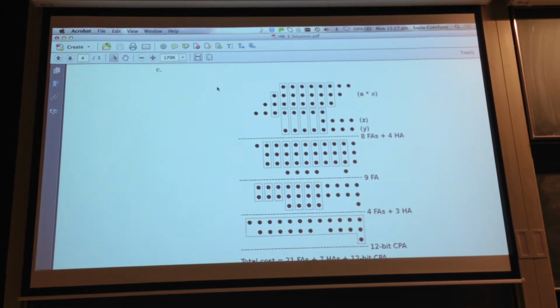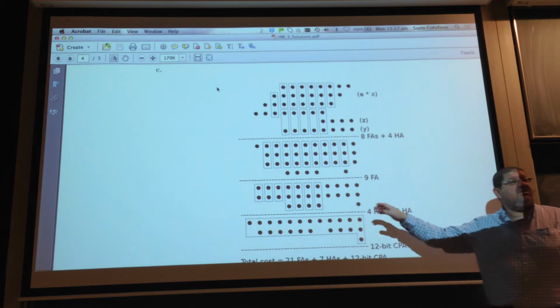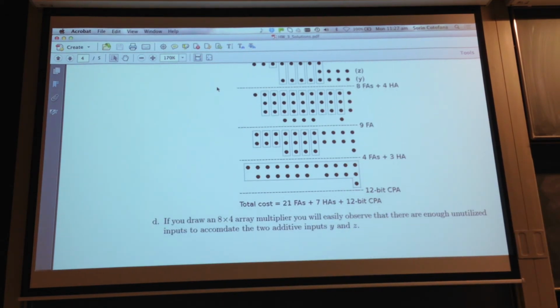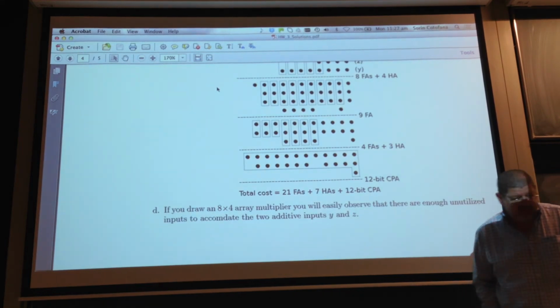Which can be very bad. This can have an influence on the delay, on the performance, which can be substantial. Now the last part was about using an 8x4 array multiplier to do this kind of calculation.